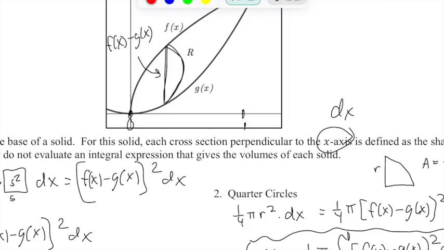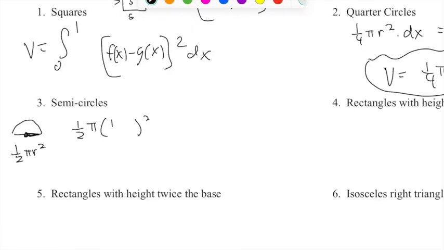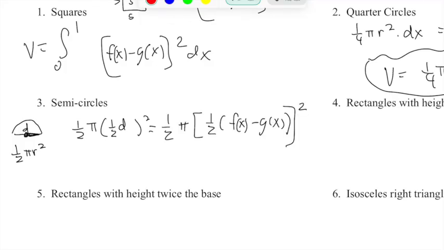But in our equation, we measure the radius here. So basically, we need to divide this by 2, because f of x minus g of x is this whole length, and we only want half of it. So I'll write that this is the half of the diameter. And then if I substitute the diameter in, we can technically square this and square this. This will be 1/2 pi times a quarter, because again, that is what 1/2 squared is. And then just leave this as is.